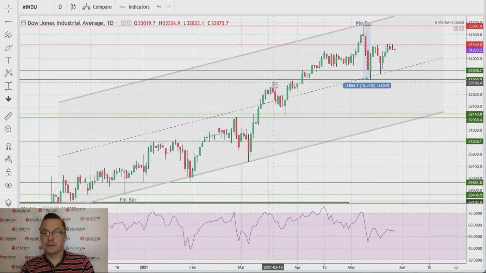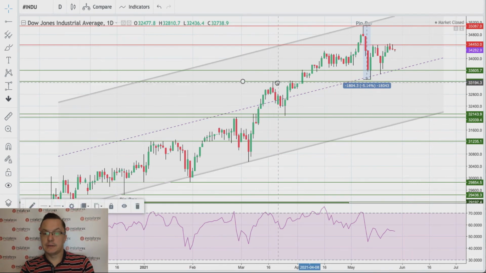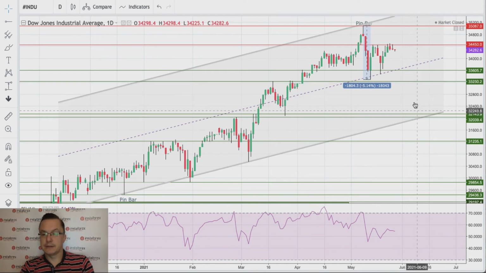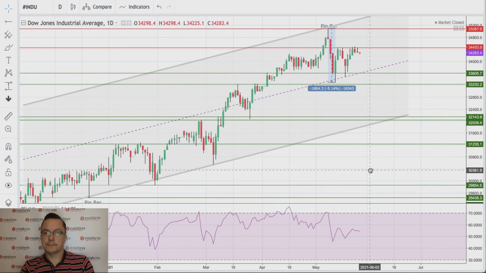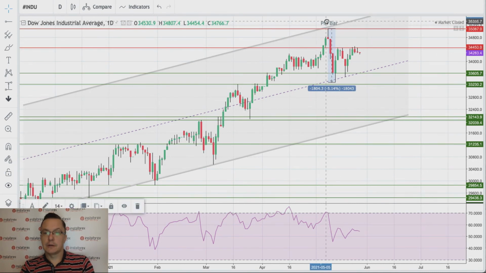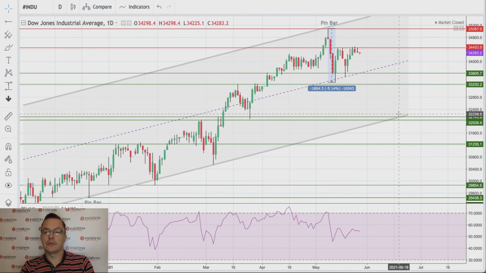Below it should be this high. The market wanted to go somewhere around 33,230. If we are below this level, then there is a nice road towards 32,143, which is the actual technical support that would change the outlook for the next weeks.